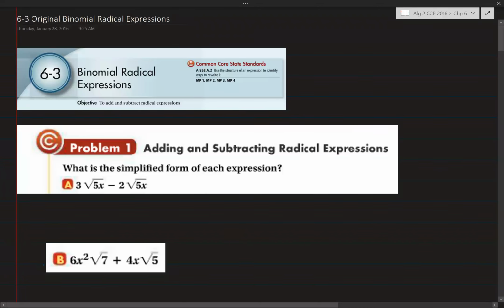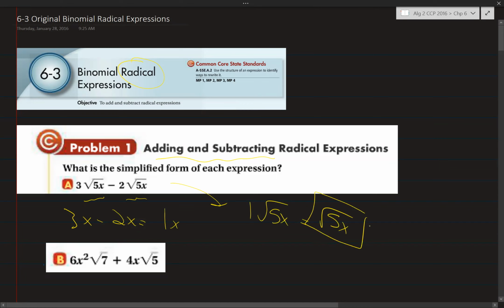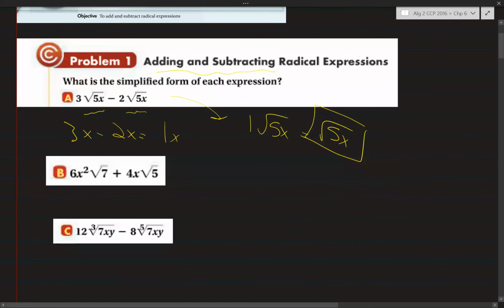All right, what we're looking at is taking our radicals, the square roots, and trying to figure out when we can add and subtract those. The important thing is we're trying to treat each of these as if this was 3x minus 2x, so we would get 1x. So if I have 3 square root 5x and 2 square root 5x, these are the same, so we can do that. That means I will get, in this case, 1 square root 5x, or just the square root of 5x.